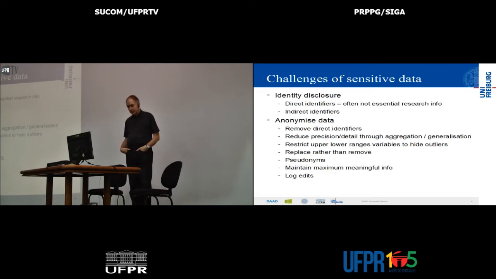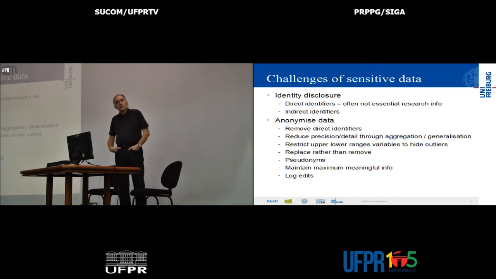Aggregation is an answer. Just add it all up. Suppose we have a list of your ages here. If you have the average age, you cannot derive mine. If you have a list of the ages of people, I'm sure you can find out mine immediately because I'm simply the oldest here. Restrict upper and lower ranges, replace rather than removing them, use log edits. Well, these are methods to actually formulate stuff.